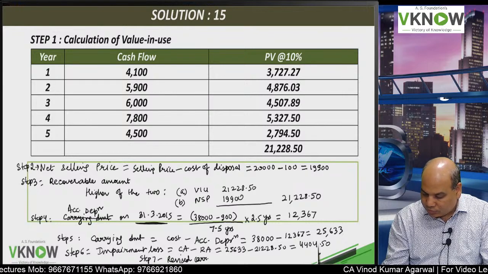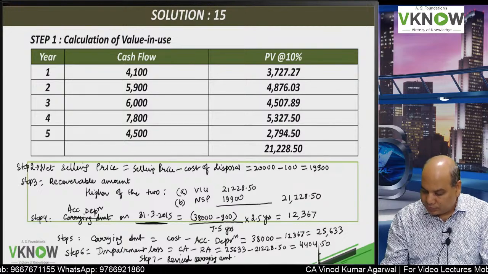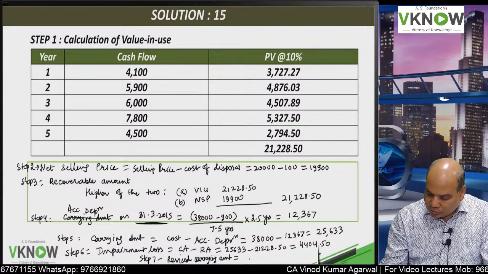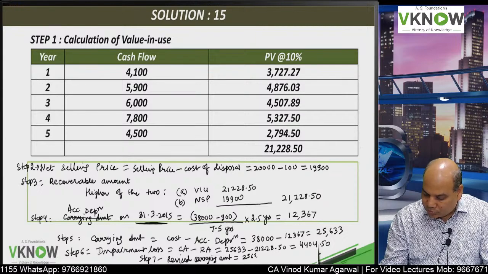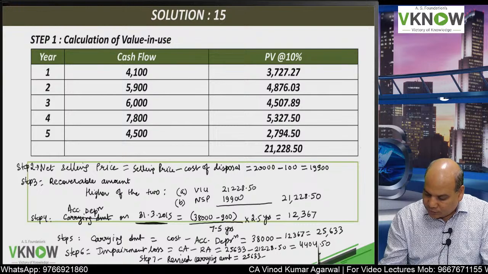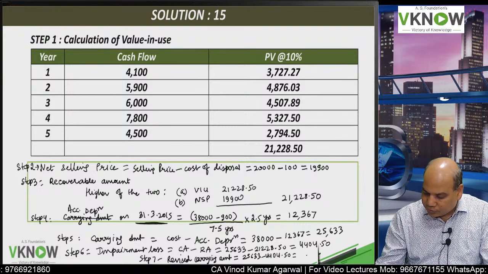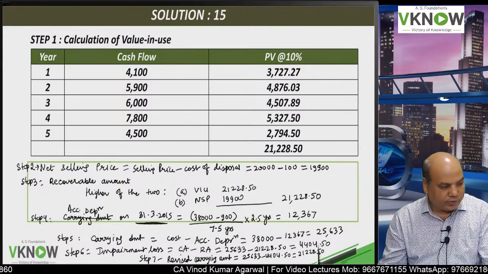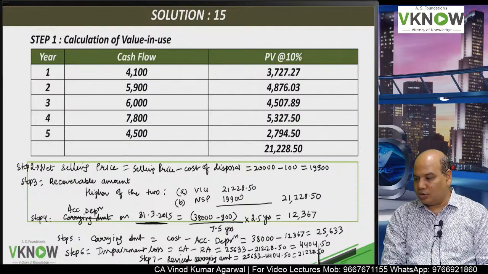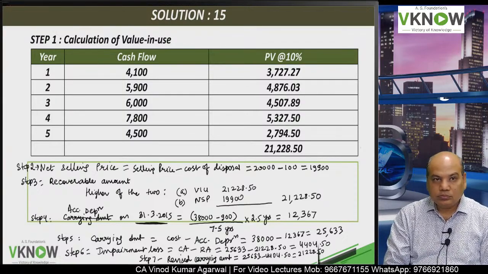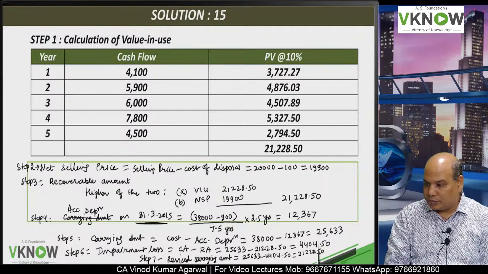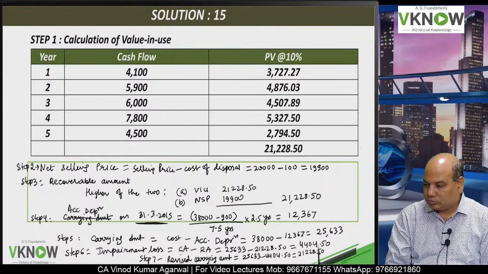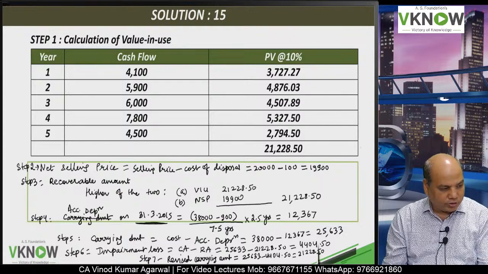And the last step 7, write down the revised carrying amount. Revised carrying amount will be 25633 minus impairment loss 4404.50. So that comes to 21228.50. So this is the answer of this question.